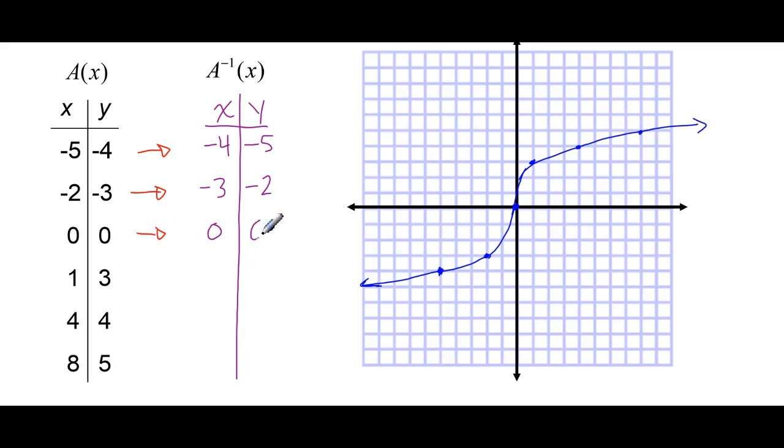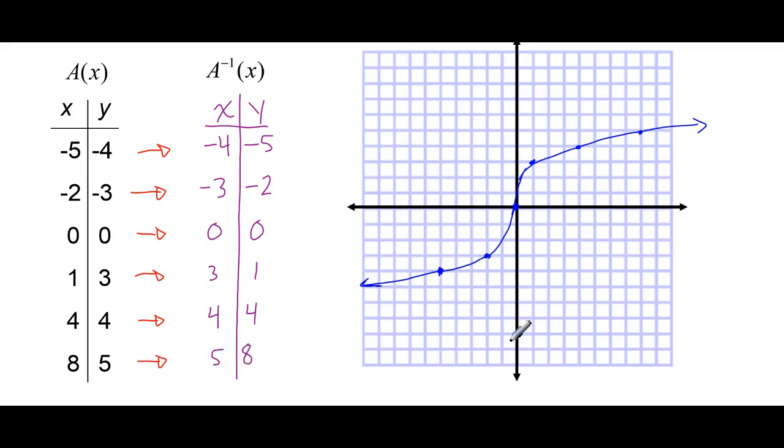So when I switch that one, 0, 0, it switches to 0, 0. That part's kind of boring. But the rest of these, when you switch them, they actually change into new and different points. Well, this one doesn't change. 4, 4 switches to 4, 4. But most of them change to different points.